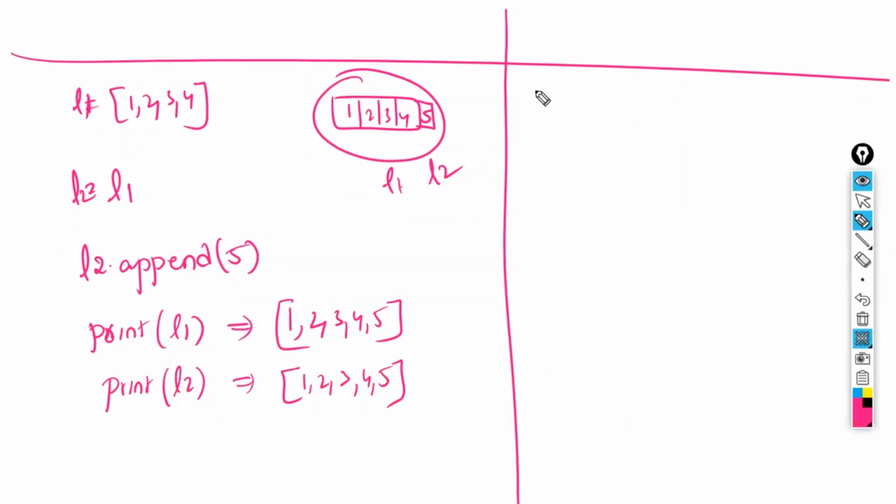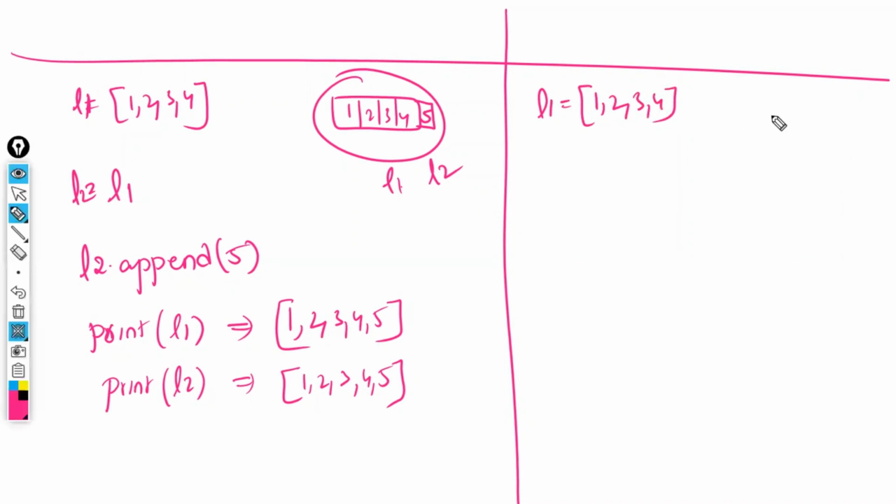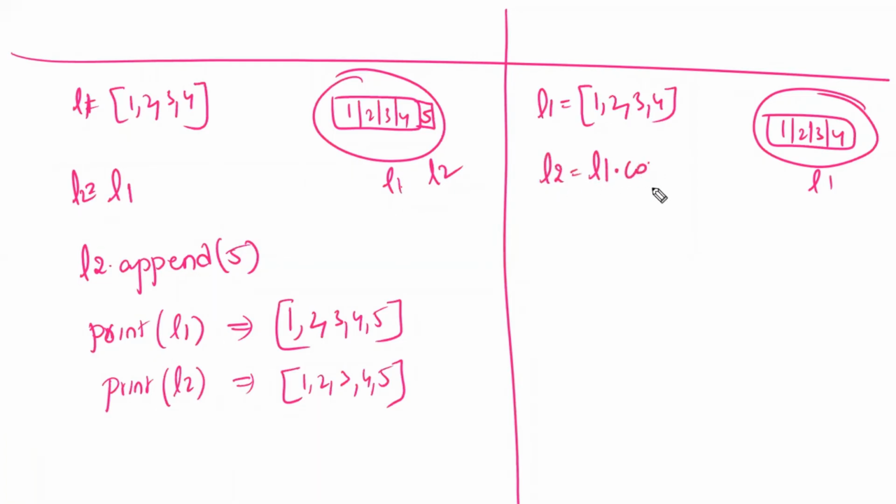Now, the same example I'm writing one more time: 1, 2, 3, 4. It is going to create the same kind of object. Once again, 1, 2, 3, 4. Done. Name it as L1. Keep that aside. Now, L2 is equal to L1 dot copy.